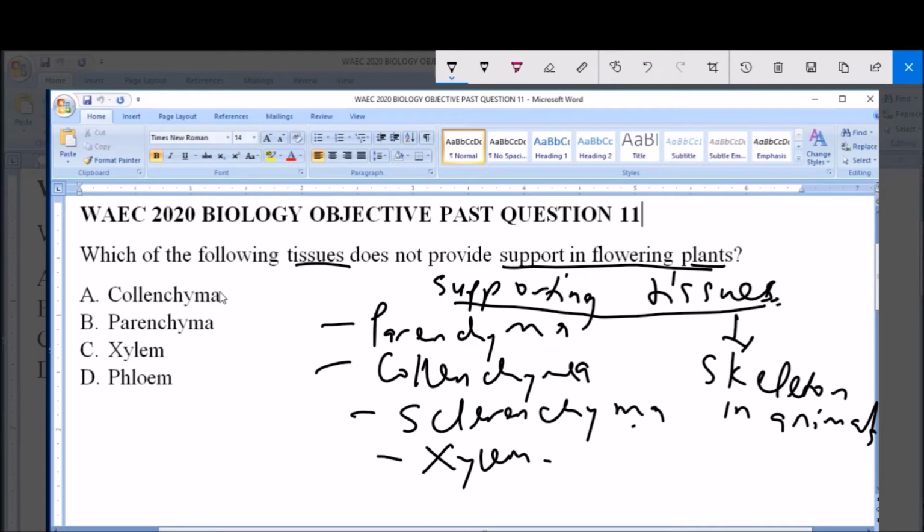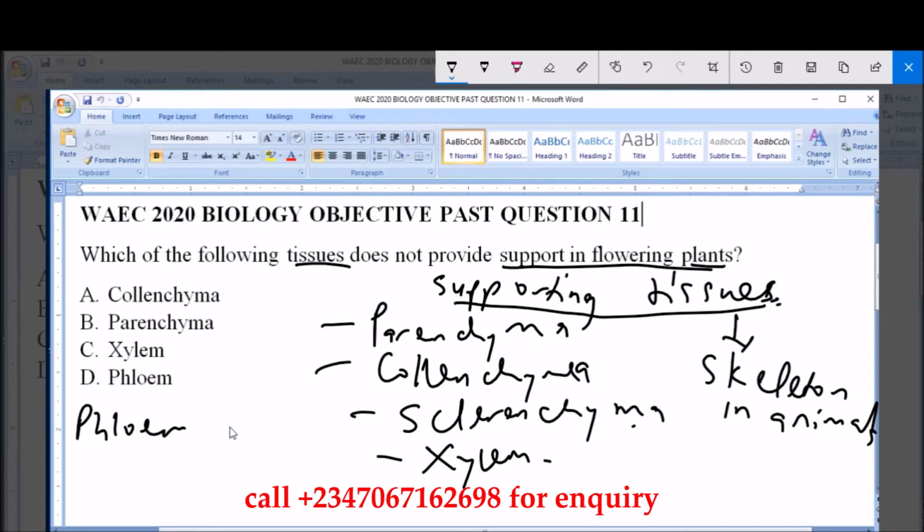Now, option A, which is collenchyma, as we have rightly established, provides support. B as well, C as well. However, option D, which is the phloem, is a vascular tissue.